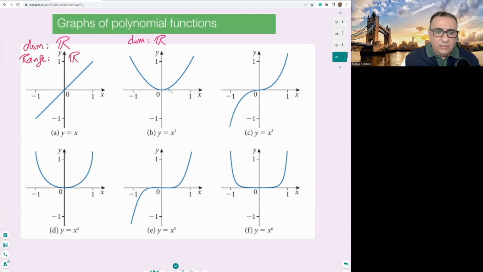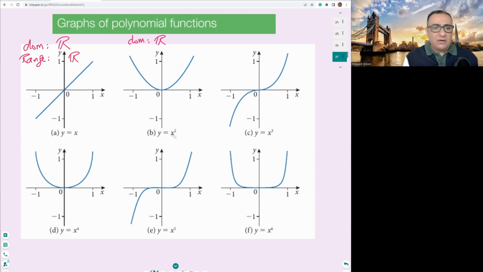But now the range. I don't see any images below the x-axis, right? Why? Because x squared always gives a positive value. If you put in x as negative, for example negative 2, then negative 2 to the power of 2 is going to be 4 anyway. So whatever input you use here, you always get a positive number because it is squared.